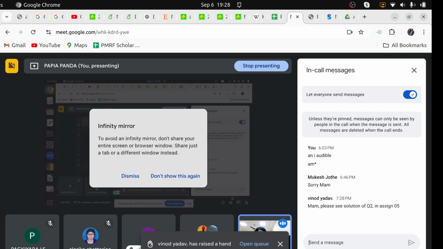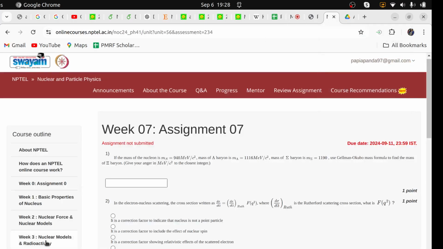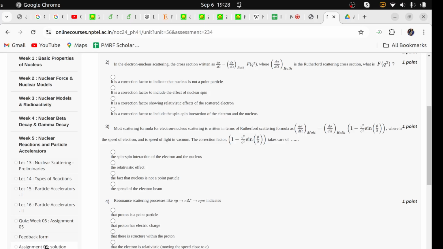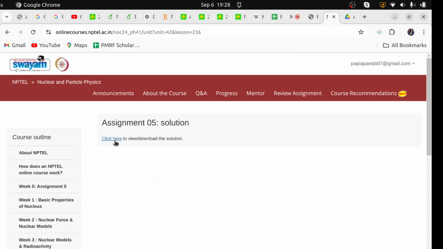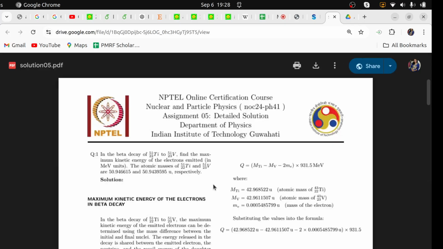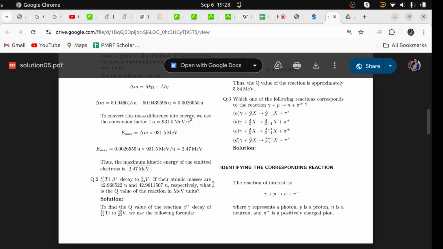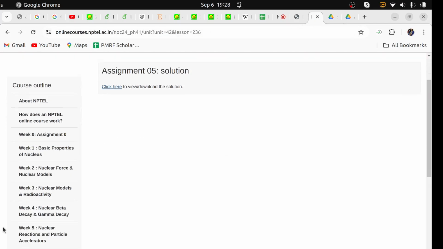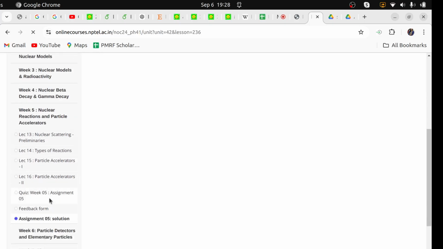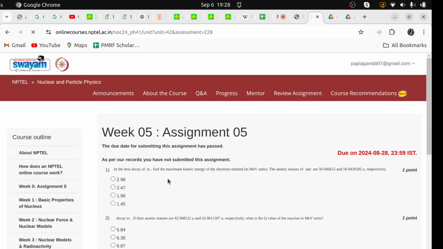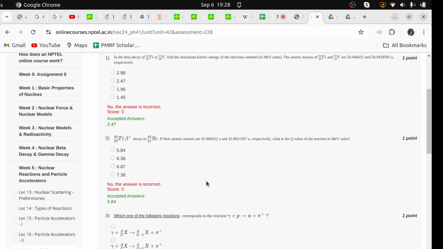This is the question, solution of Q2 in assignment 5. Okay. First of all, I need to check what is the question. Q2. Okay, let me check the question first. Something beta decays to something, if their atomic masses are this and this respectively, what is the Q value of the reaction in MeV units?